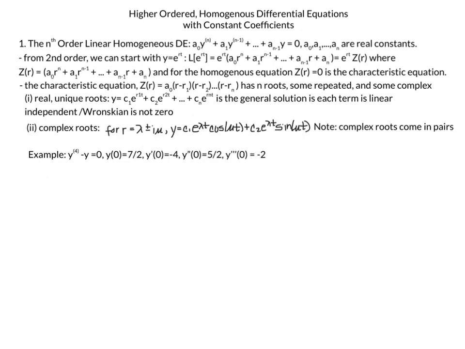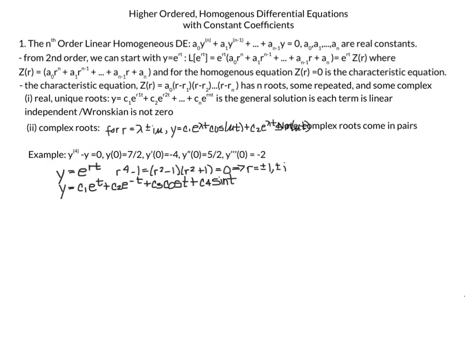Our next example is an example of complex roots. And what you want to remember is, if r is equal to lambda plus or minus i mu, that this is a pair, because it's plus or minus. So you have a pair of roots. You want to remember complex roots come in pairs. Our example is the fourth derivative of y minus y equals 0. We have y of 0 is equal to 7/2, y prime of 0 is equal to minus 4, y double prime of 0 is equal to 5/2, and y triple prime of 0 is equal to minus 2.